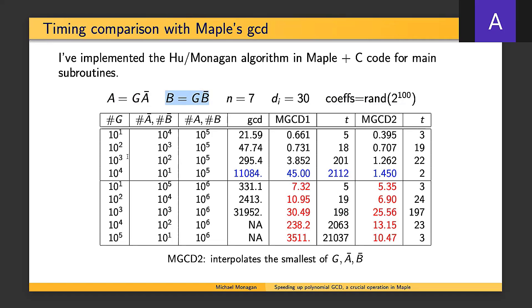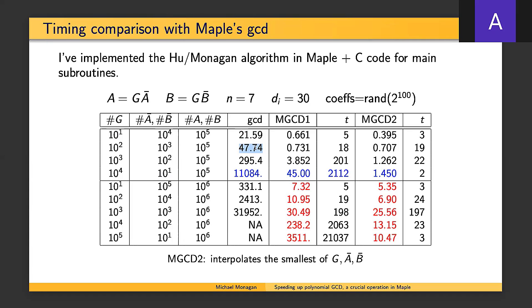What you see in the table is 2 sets of timings. In the first set, I have the size of the GCD increasing from 10, 100, 1,000, 10,000 terms. And so that the inputs have the same number of terms, the A bar and B bar polynomials are decreasing in size. So I have a family of GCD problems from what I would call a small GCD up to a big one.